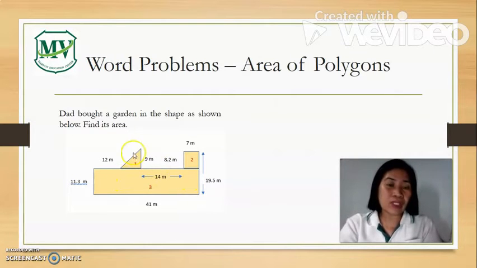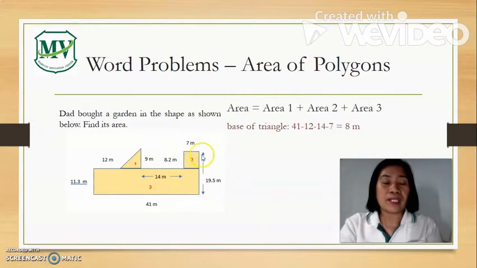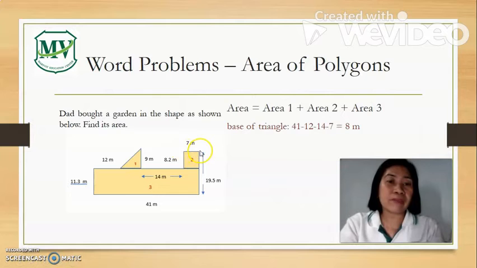Now let's take a look at figure 1. Figure 1 is a triangle. The base of the triangle is 41 minus 12 minus 14 minus 7 equals 8 meters. The height of the triangle is 9 meters. Let's look at the rectangle in figure 2. The length is 8.2 meters and the width is 7 meters. For figure 3, the length is 41 meters and the width is 11.3 meters.